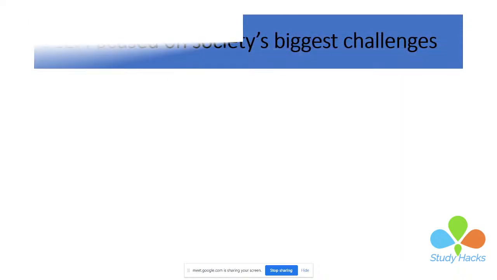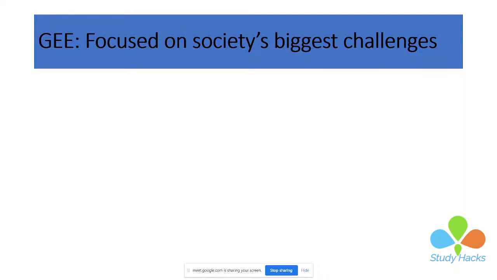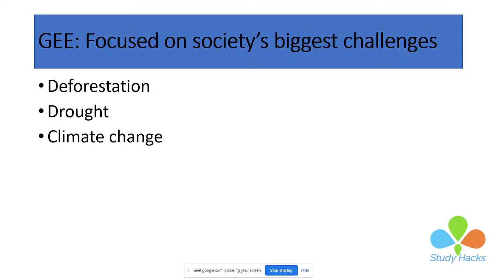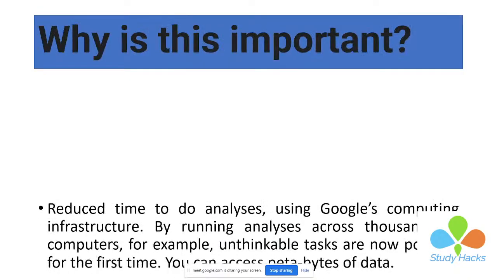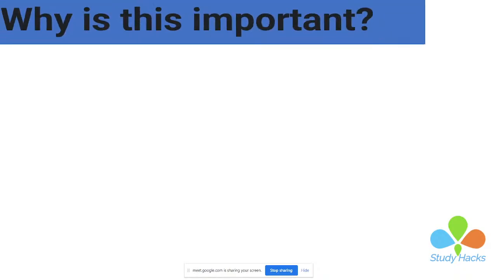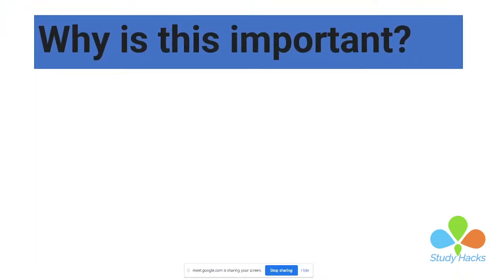And in this time it also focuses on the society's biggest challenges, such as deforestation, drought, climate change, disasters, diseases, global food security, and sustainable development. And why is this important? Actually, there are a lot of reasons why it is important.